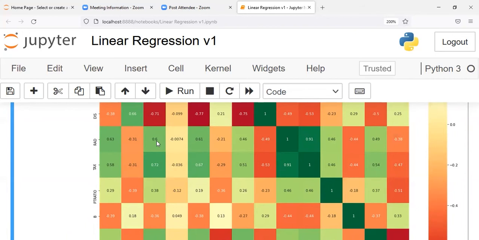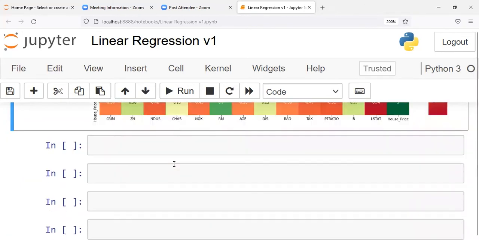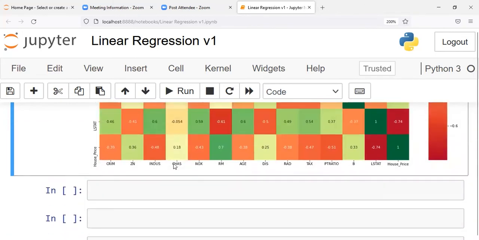Now, you can see amongst the independent variables, a lot of high correlation values are present, indicating that there could be the problem of multicollinearity. We need to be very careful with the problem of multicollinearity, because if in the data set there is multicollinearity, it leads to overfitting issue. Let me scroll down.